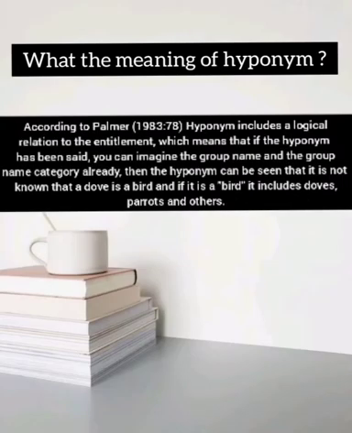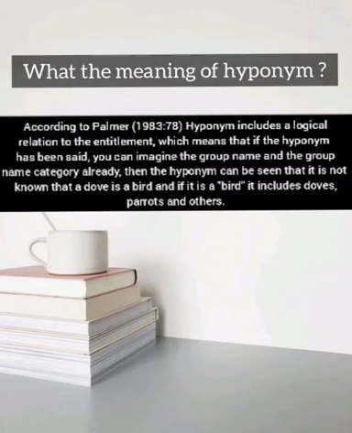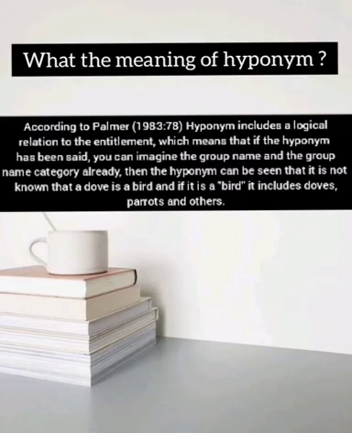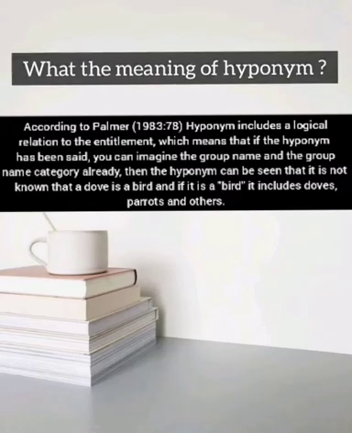And according to Palmer, hyponym includes a logical relation to the antecedent, which means that if the hyponym has been cited, you can imagine the group name and the group name category already. Then the hyponym can be dismissed. For example, if the word is dove, it can be seen that a dove is a bird, and if it is a bird, it includes dove, parrot, and others.